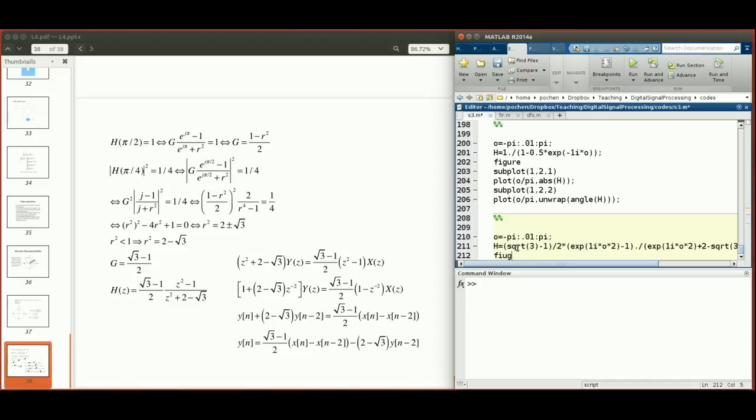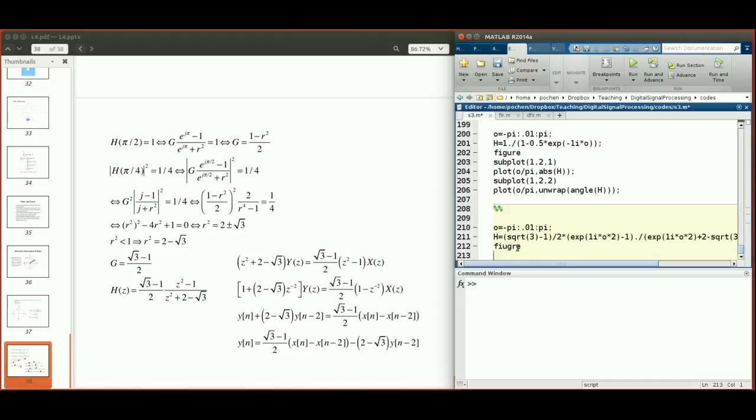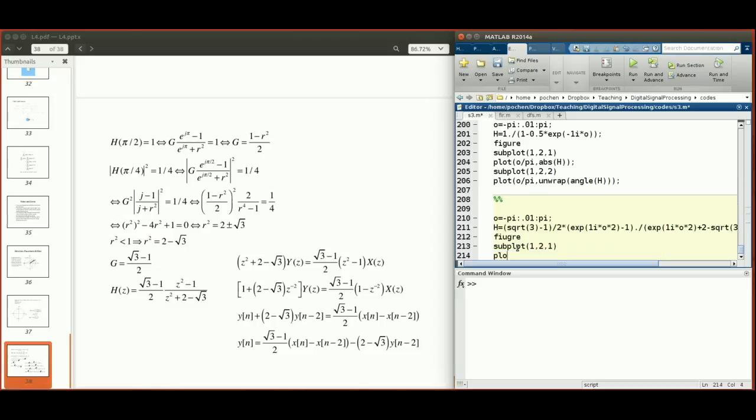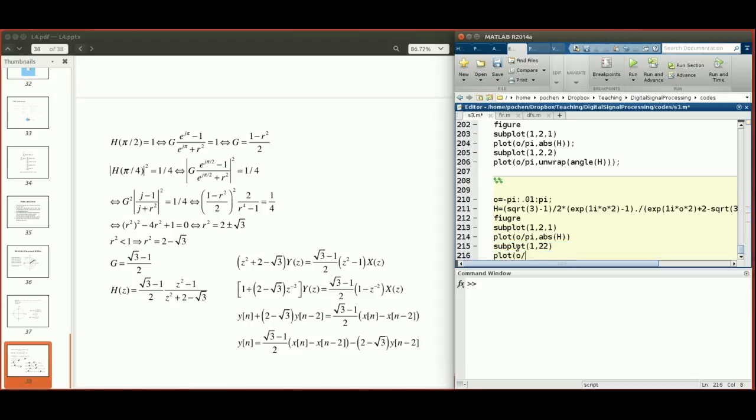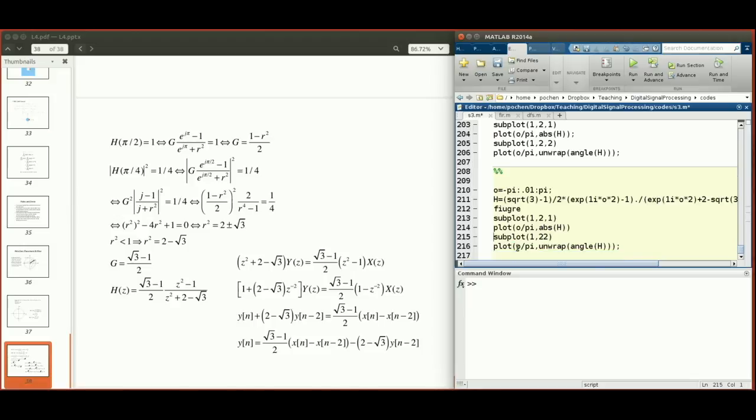So now we can plot it. Let's do 2 subplots, 1, 2, 1, and then plot the normalized frequency and the absolute value of h. And then subplot 1, 2, 2, and then plot omega over pi and the unwrapped angle of h. So now let's execute this block.